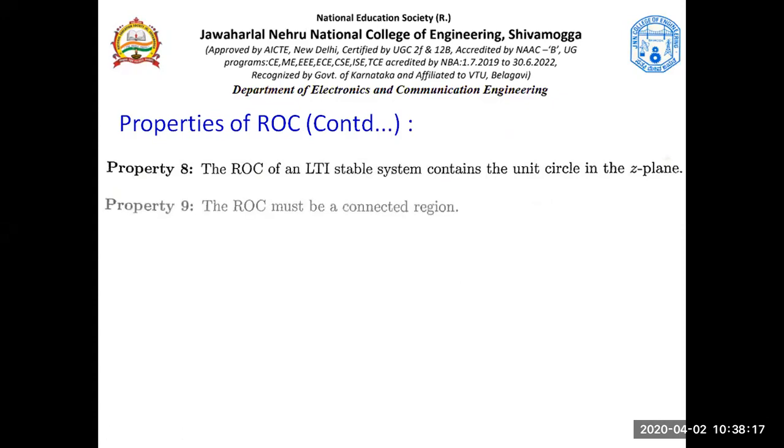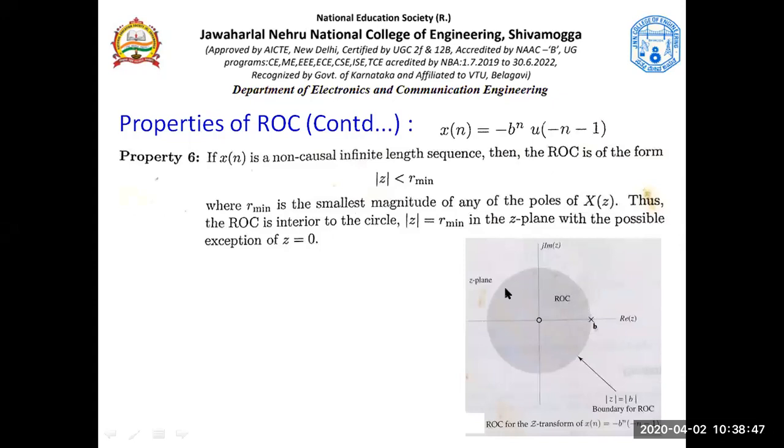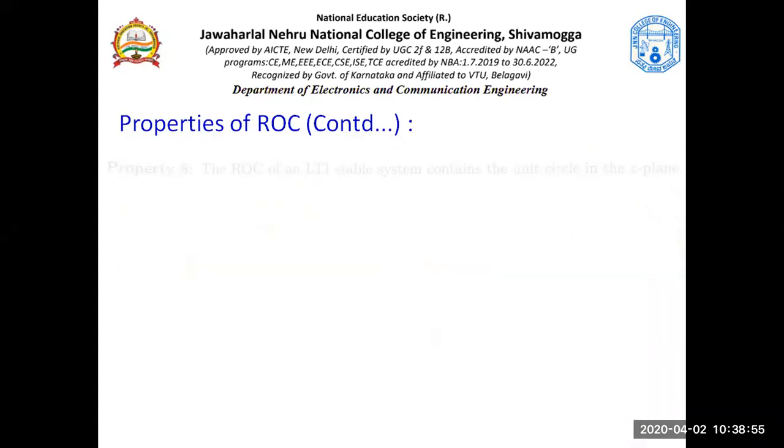Property 9, the last property, says the ROC must be a connected region. It should not be a separated region. That means nowhere have we seen two separated ROCs. See, here it is connected, it is one ring, one region, all connected. There is no separation in the ROC. Similarly, here it is one connected region. That is the meaning of the ROC being connected.